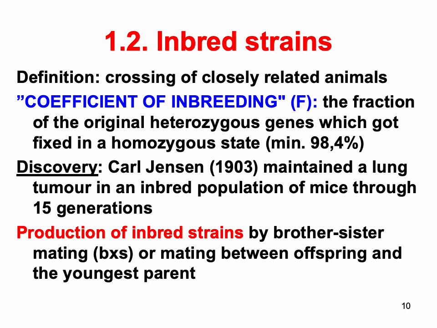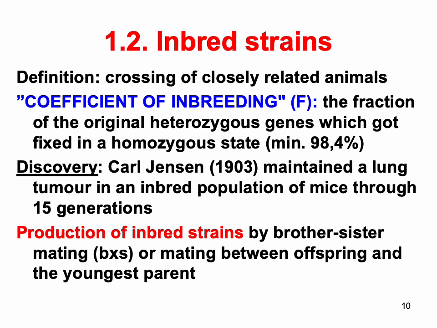It was discovered by Carl Jensen that after a lung tumor graft, there was no rejection if the population was inbred mice. It showed that with these techniques we can make a uniform population.